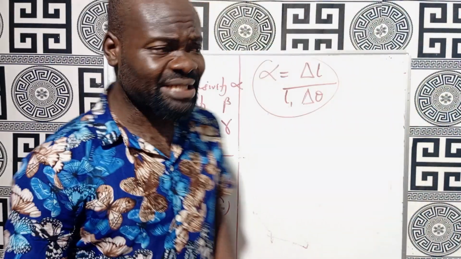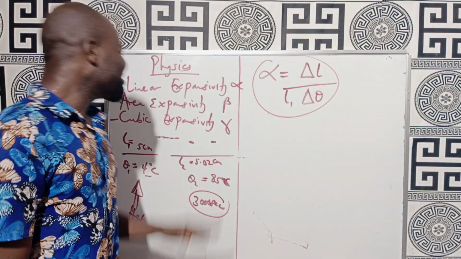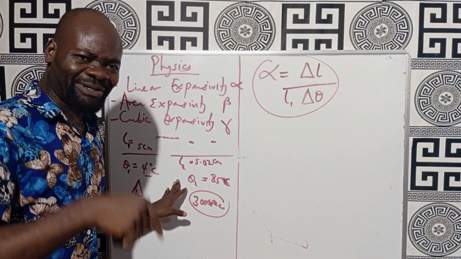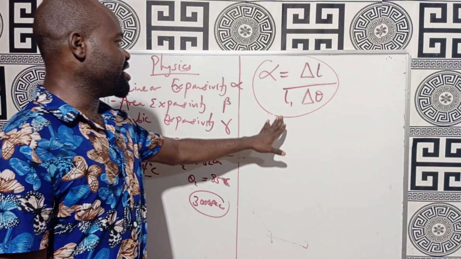So you see now that physics is not always calculation. We have the mathematical aspect, then we have the theoretical, the understanding aspect of physics. We have to know the two to be able to understand it perfectly. So that's the formula for linear expansion.